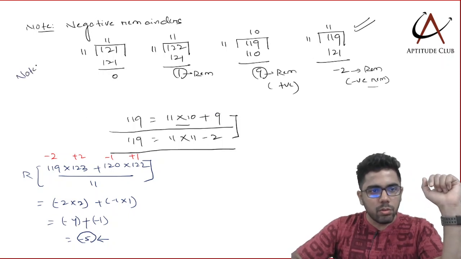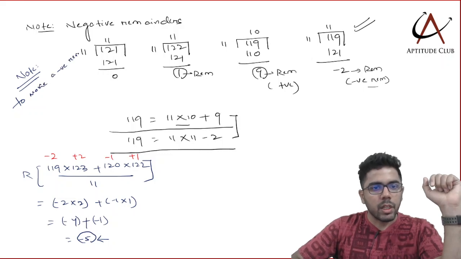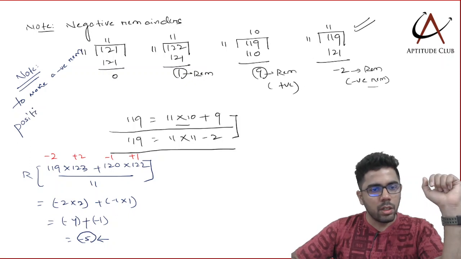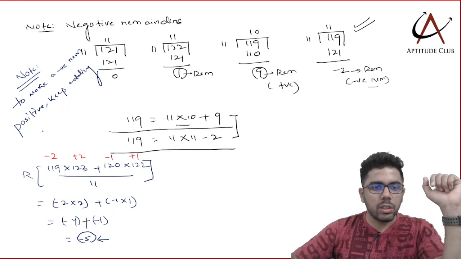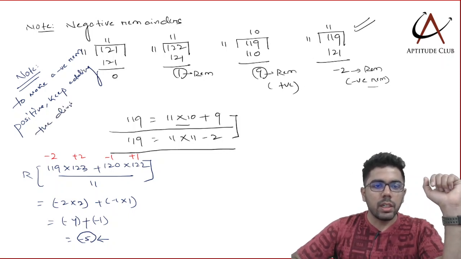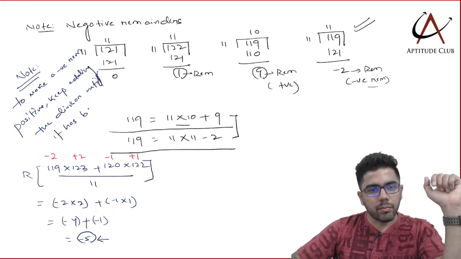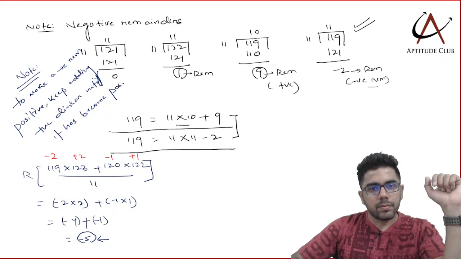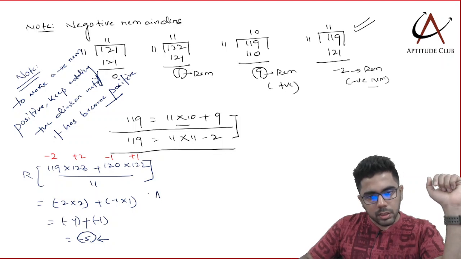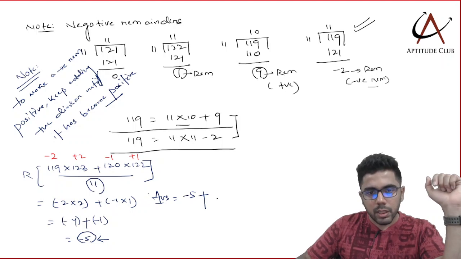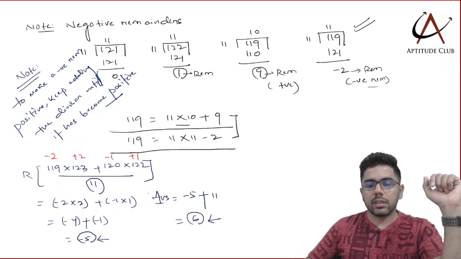Now note this, that to make a negative remainder positive, keep adding the divisor. If the answer comes in negative remainder, you keep adding the divisor until it has become positive. Very simple principle. So minus 5 came, that means my actual answer is, to the negative remainder I'll add the divisor, which is 11. So minus 5 plus 11, I'll get 6.